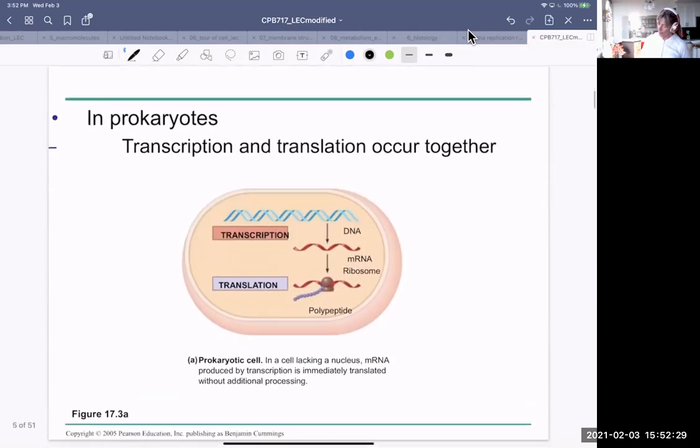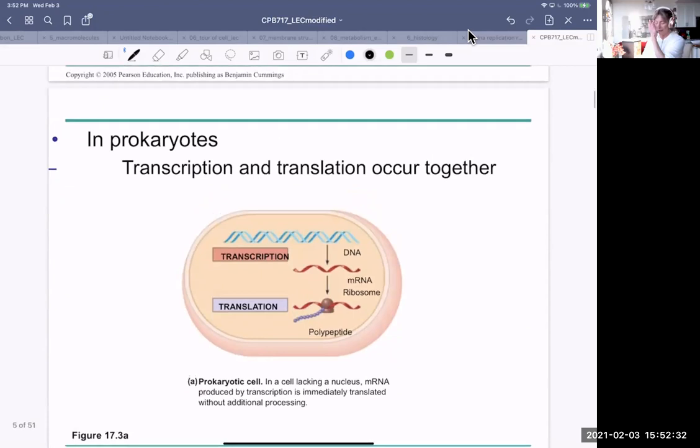So interestingly, in prokaryotes, transcription and translation occur together. The moment the DNA is transcribed into RNA, it gets immediately translated into a growing chain of amino acids, which is what proteins are. So that's a prokaryote. They're somewhat different than eukaryotes.